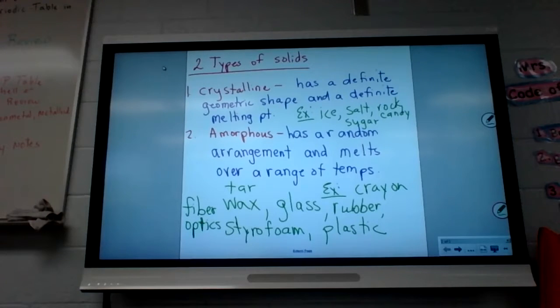Almost any type of rock that's in the ground is going to fall in crystalline. Diamonds, granite, emeralds, rubies, all of those types of things, like birthstones, are going to be crystalline. Questions about solids, liquids, or gases before we talk about phase changes?